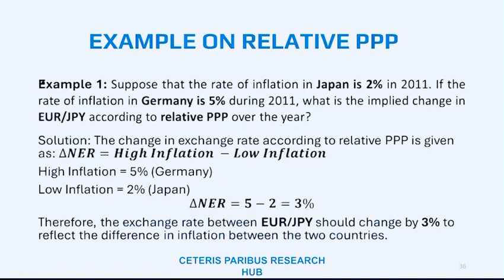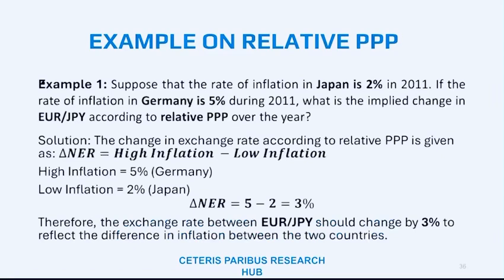So in that light, the change in exchange rate according to relative PPP is given as: change in nominal exchange rate is equal to high inflation minus low inflation. Simple as that. High inflation minus low inflation. So assume the high inflation is 5% in Germany and the low inflation is 2% in Japan. So the change in nominal exchange rate is simply 5 minus 2. So it gives you 3%.